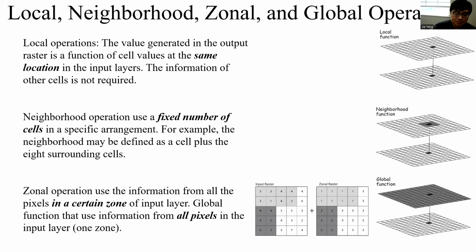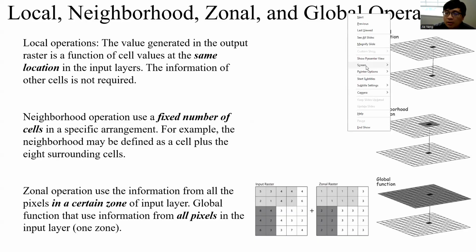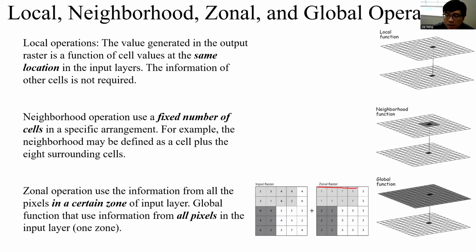Okay, the last one is zonal operation. For the zonal operation, we first separate the input layers into multiple zones. Like in this example, we have three zones: zone 1, zone 2, and zone 3. After we separate them into multiple zones, then we calculate the value in each zone. We are going to talk about that in detail later.